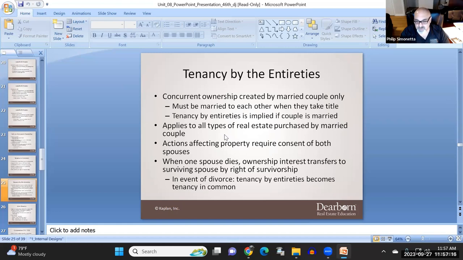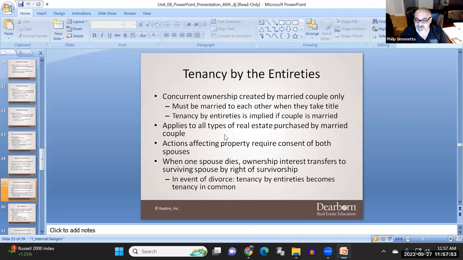Actions affecting the property require the consent of both spouses. So if they're going to sell it, they're going to remodel it, they're going to put it on the market, do a contract, they're going to transfer the deed, both spouses have to agree, okay? When one spouse dies, the ownership interest transfers to the surviving spouse by right of survivorship automatically. So spouse dies, it goes to the other spouse, okay? And in the event of divorce, tenancy by entireties becomes tenancy in common.